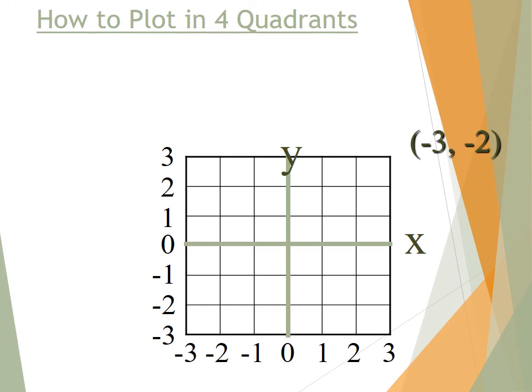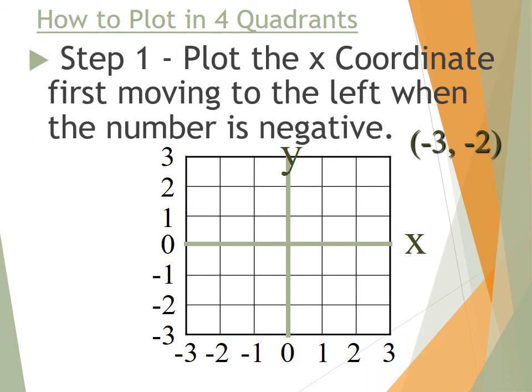Let's learn how to plot in 4 quadrants. Let us take the point -3, -2. We can see both the x and y coordinates here are negative. So the first step will be to plot the x coordinate, moving to the left when the number is negative. Since the number here is negative, we will move towards the left hand side along the origin. So how many times? -3. So this was the origin, -1, -2, -3.